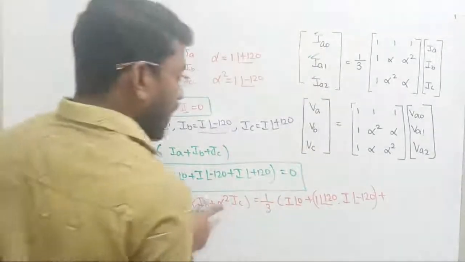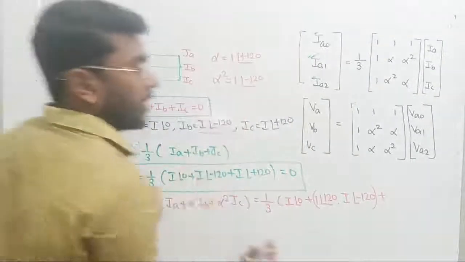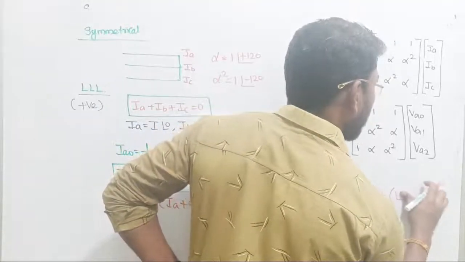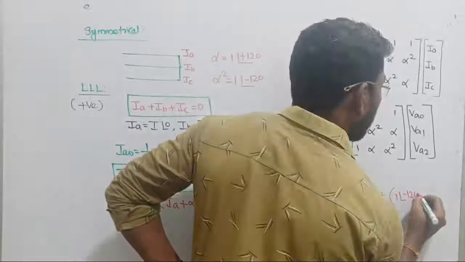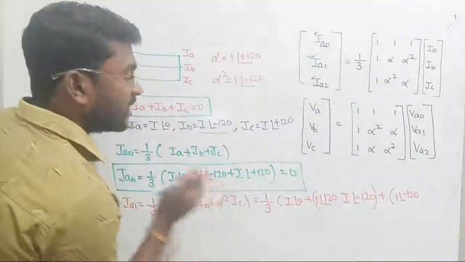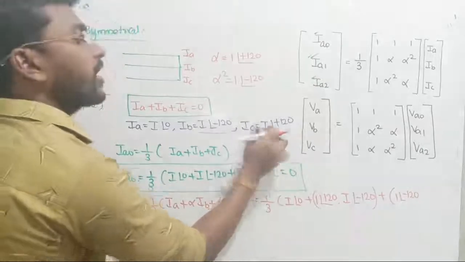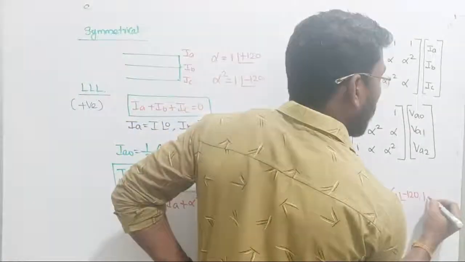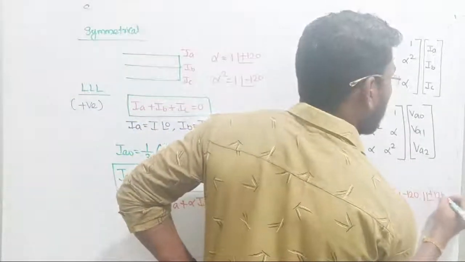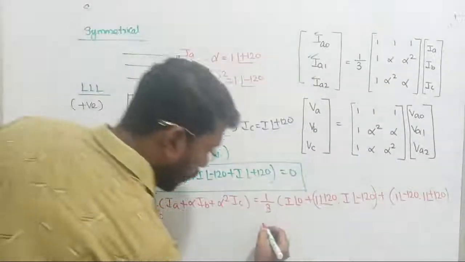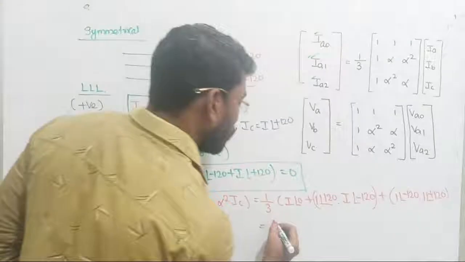IC can be written as alpha square. First, alpha square can be replaced by 1 at an angle of minus 120. Guys, wait a minute, I want to rub this one. 1 at an angle of minus 120 dot IC can be replaced by, where is IC? IC is this point: 1 at an angle of plus 120. Let me close up the bracket, right? Yes, it is visible for you all. Okay. In the next step, let us conclude the finalized answer.